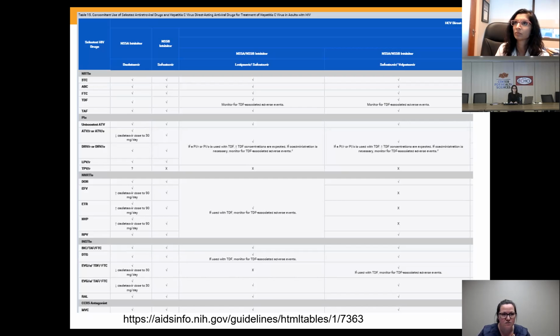The HIV guidelines also have a similar thing. This is very hard to read on here, so I apologize. I tried to get it to look a little bit easier, but if you go to aidsinfo.nih.gov and look at the guidelines, you can see the same sort of scenario where you can look at the HIV medications along the left side and the hepatitis C medications across the top and see what interactions or considerations you might run into.